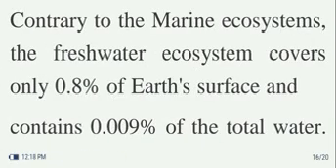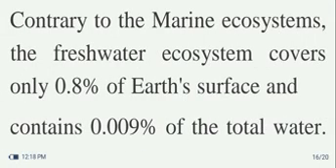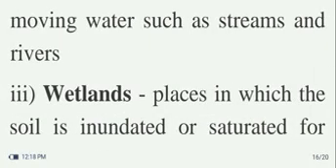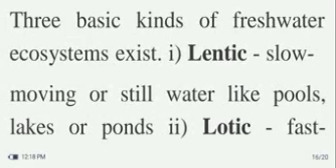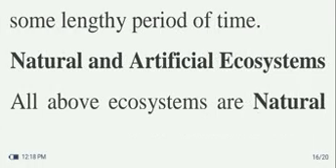Freshwater ecosystem. Contrary to the marine ecosystem, the freshwater ecosystem covers only 0.8% of Earth's surface and contains 0.009% of the total water. The basic kinds of freshwater ecosystem are lentic, slow moving or still water like pools, lakes or ponds; lotic, fast moving water such as streams and rivers; then wetlands, places in which the soil is inundated or saturated for some lengthy period of time.